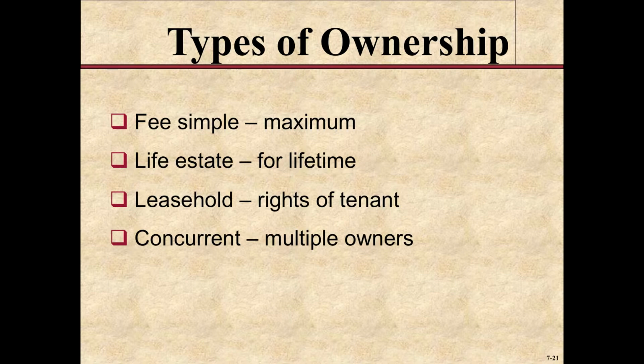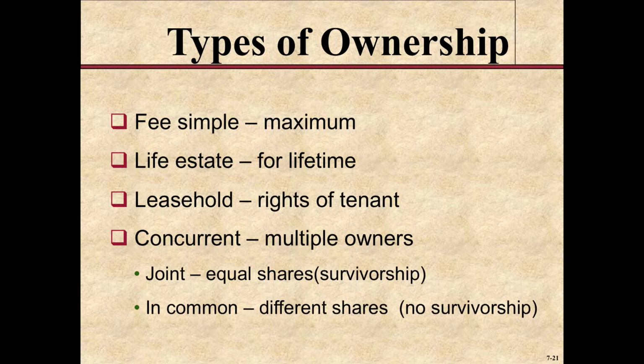We also can have ownership with multiple owners, and that's known as concurrent ownership. There are two formats that come into this category. You could be joint, where two or more people have equal shares of a particular piece of land. And with that, you also have survivorship rights, which means that when one of the persons dies, then ownership transfers to the remaining or surviving people.